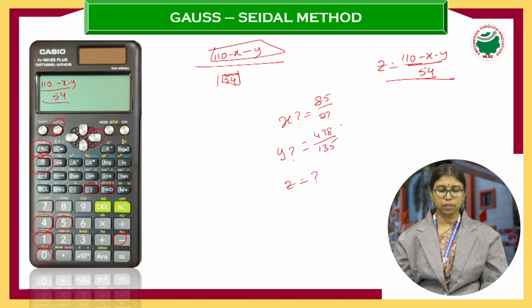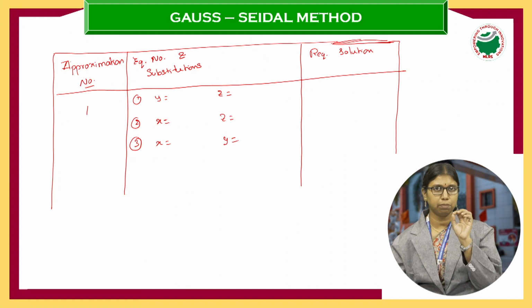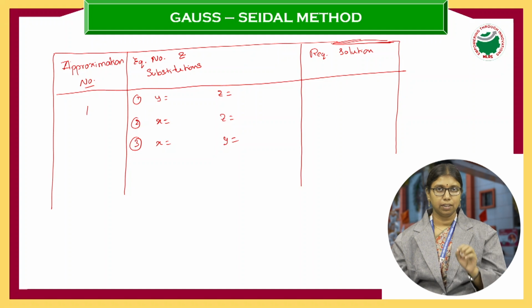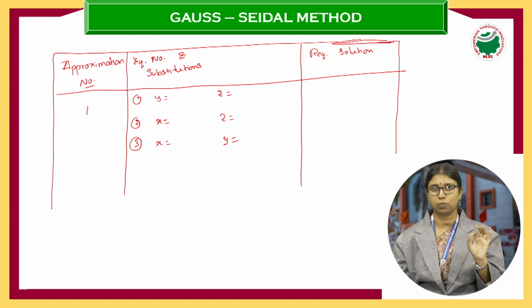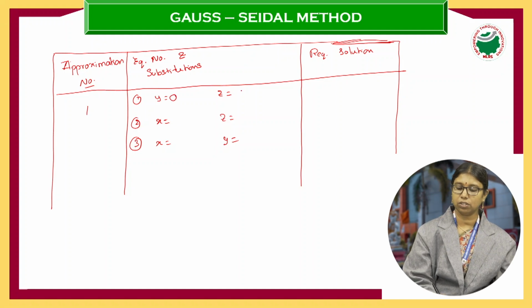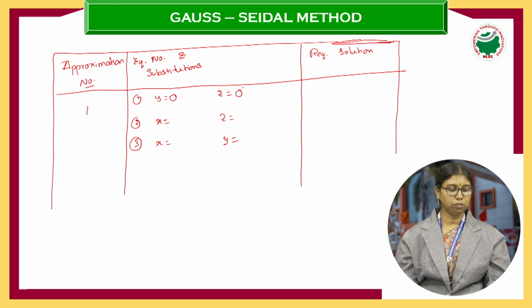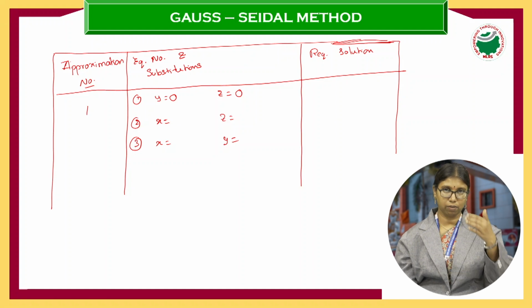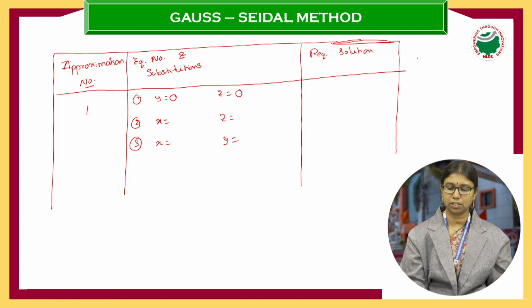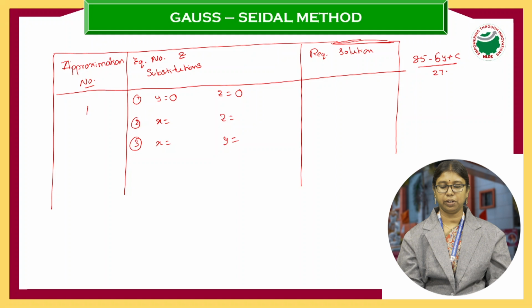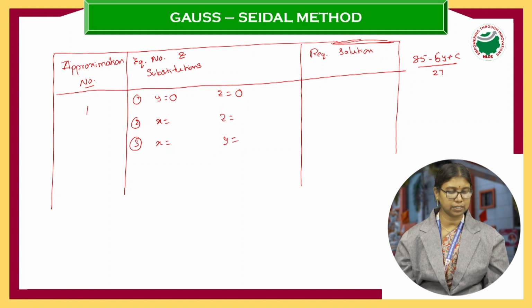When you are taking the substitutions, just remember that you always use the latest values of x, y, z. In the first approximation, for the first step, since you don't know anything regarding x, y, z, you take y equal to 0, z equal to 0. Now you enter the first equation in your calculator as I explained previously. Your first equation is 85 minus 6y plus c by 27. Enter this equation in your calculator, then press the calc button.